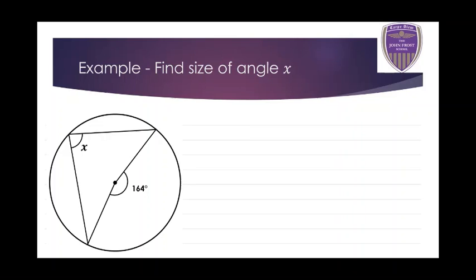Need to find angle x again, but this time we're given the size of the angle at the center of the circle, okay? So we know that this angle is twice as big as the angle on the edge. So therefore, this time x is equal to 164 divided by 2. 164 degrees, sorry. Therefore, x is equal to 82 degrees. Okay, and that's your final answer.